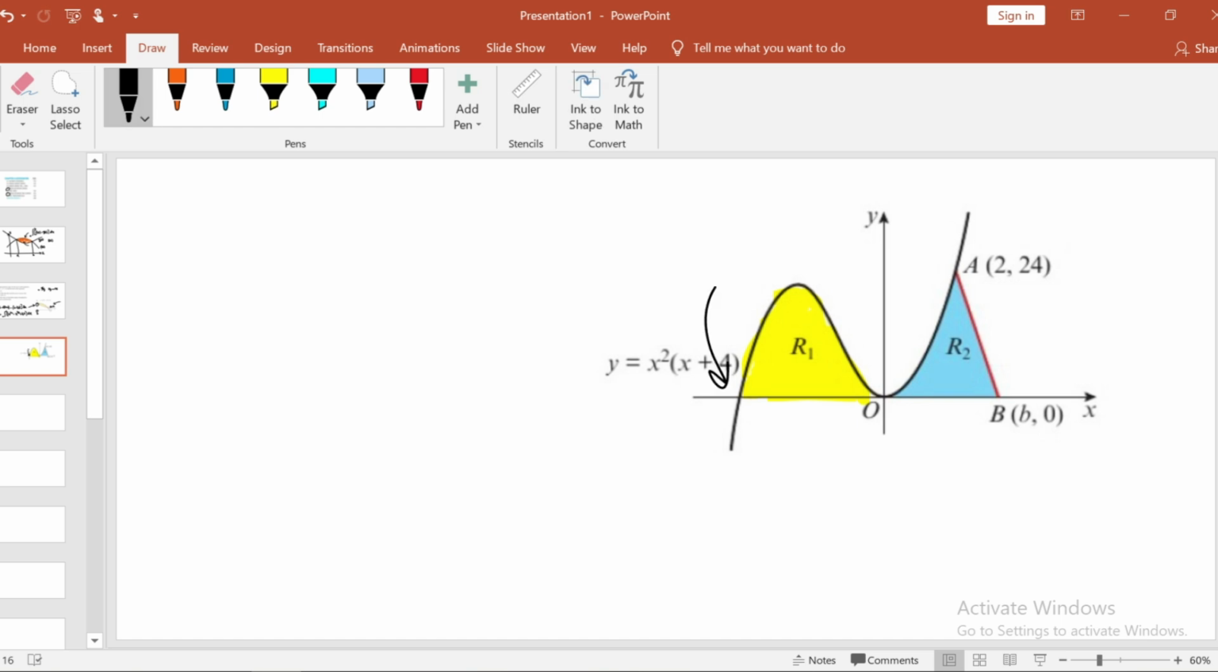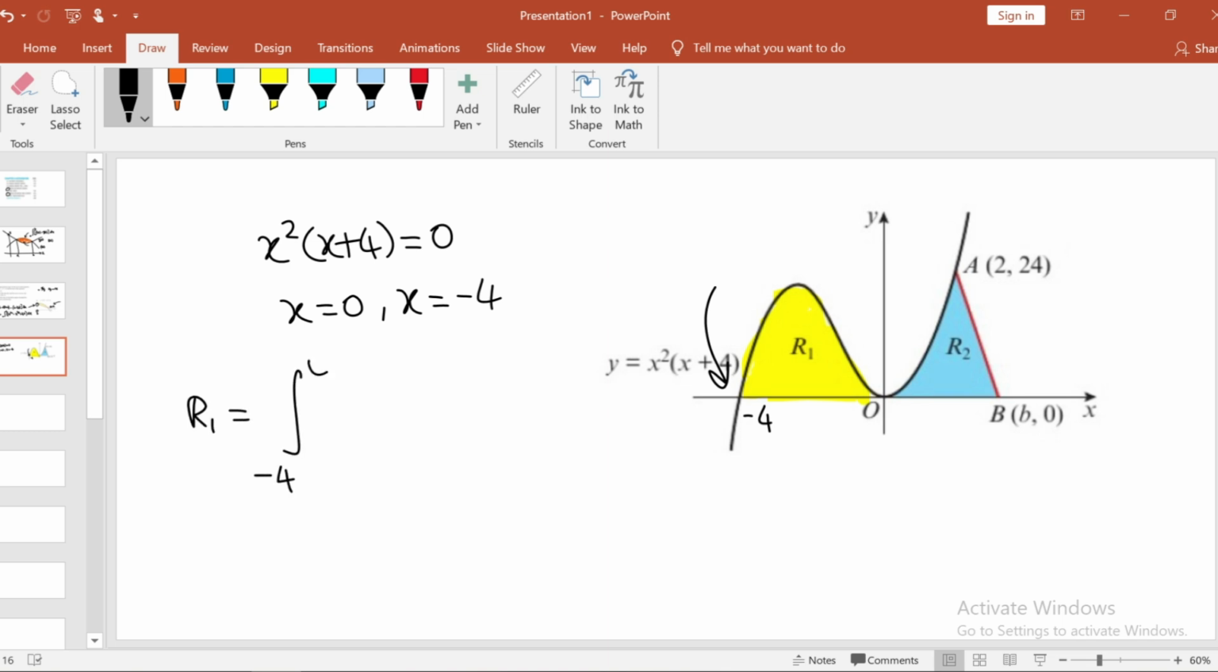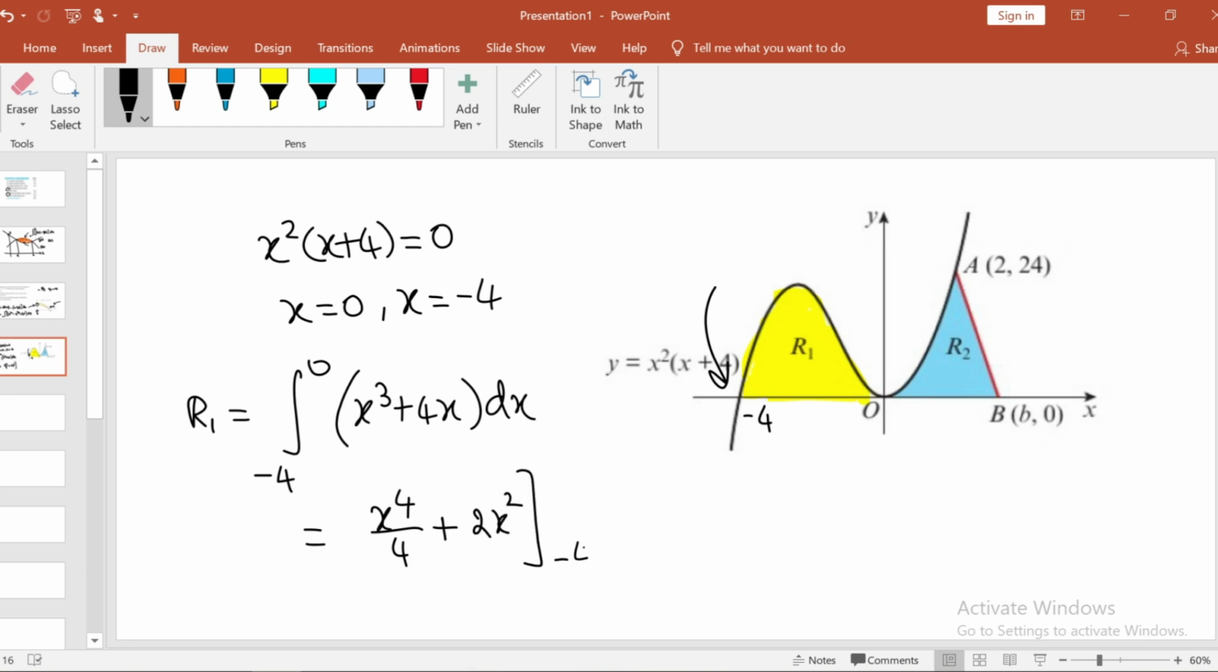Yes, so equate it to 0, x squared times x plus 4 is 0. You'll get x is 0, x is negative 4. So this is negative 4. So for R1, you can integrate from negative 4 to 0, right? Open the bracket, dx. It's going to be x power 4 over 4, 4x squared by 2. So it's going to be 2x squared minus 4 to 0.